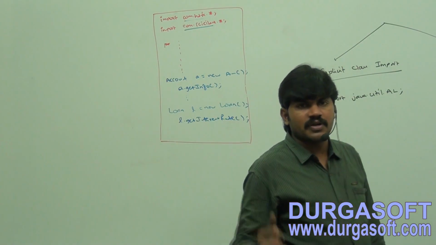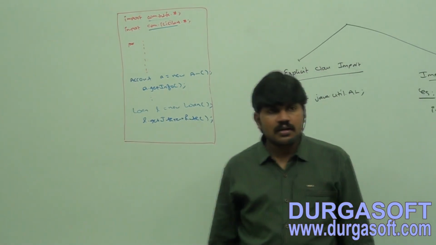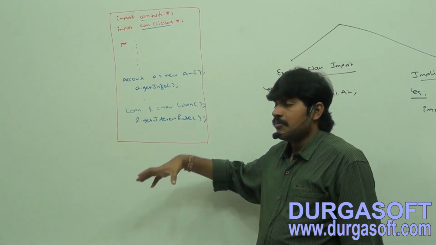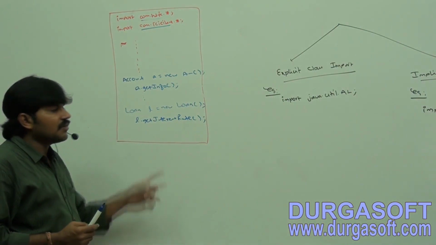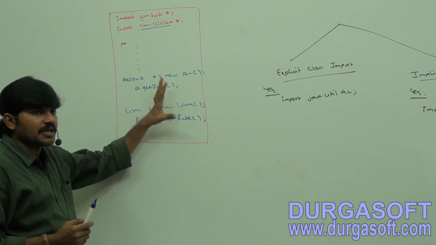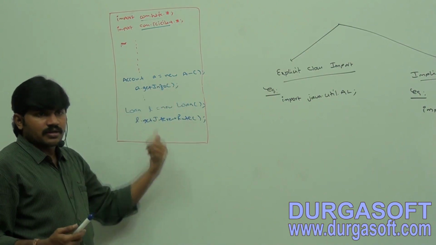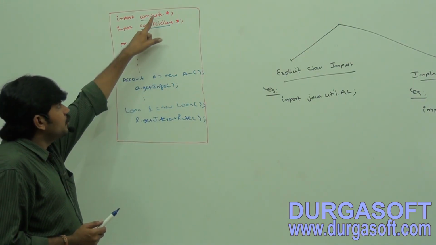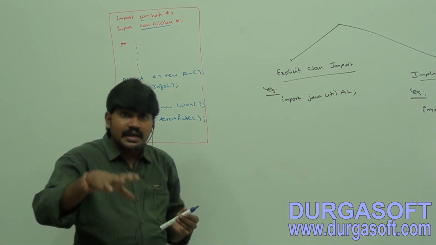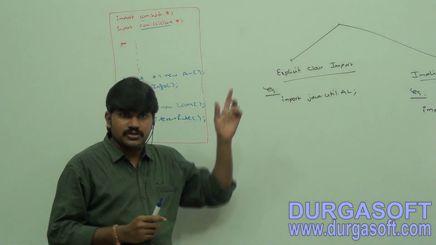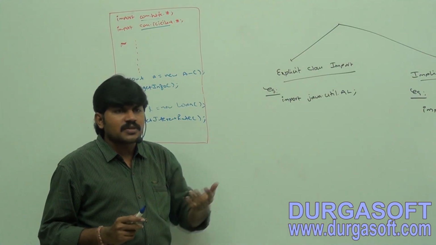That's why, is it a difficulty for the programmer or not? Obviously, readability and maintainability of the code is going to go down. We can't directly identify where the various dependent classes are present. So if I use implicit class import, it reduces the readability of the code. Are you getting it? Reduces readability, right? Then how can I solve this problem?